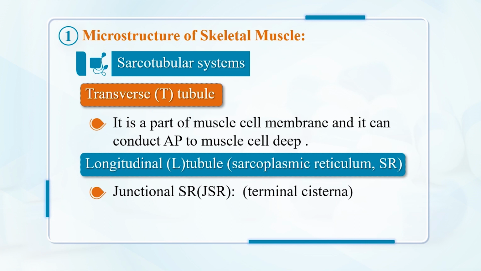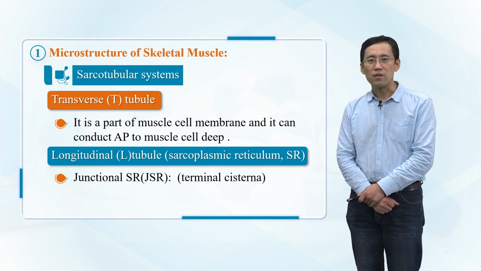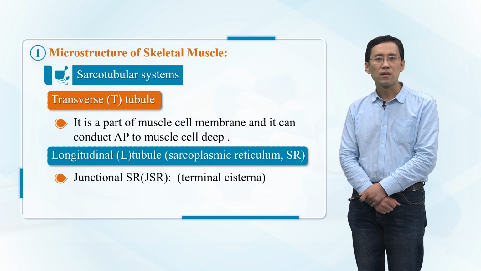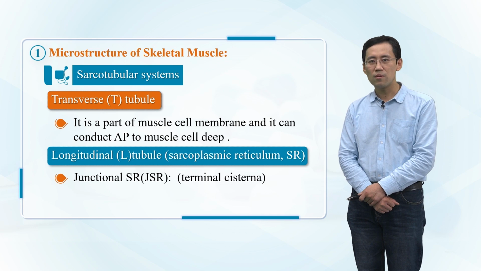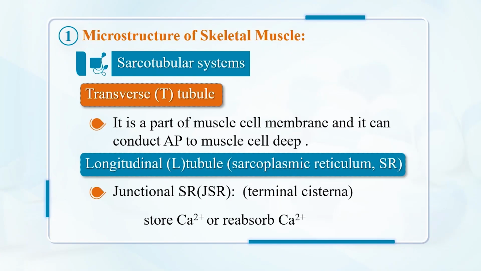It also has longitudinal tubules, also called sarcoplasmic reticulum, SR. There are junctional SR, also called terminal cisterna. It stores a large amount of calcium, releases calcium and reabsorbs calcium ions.